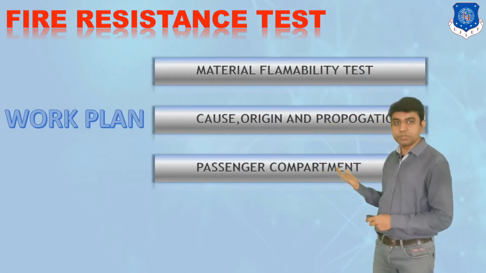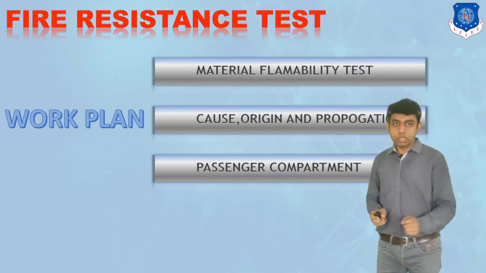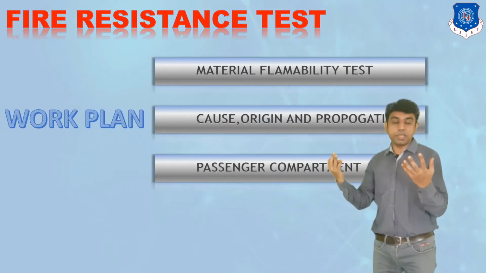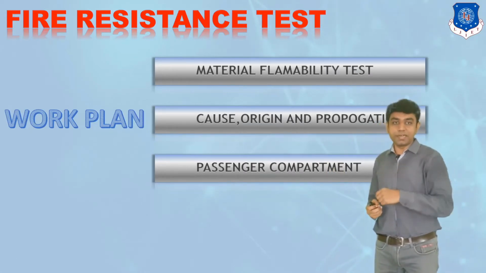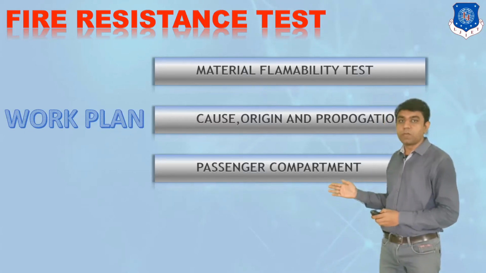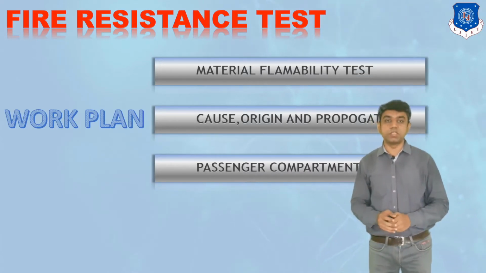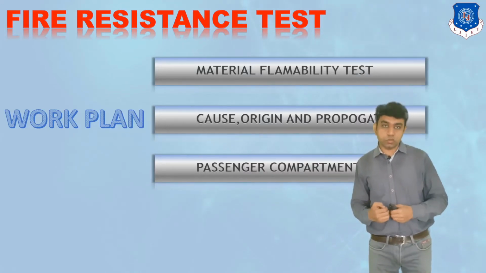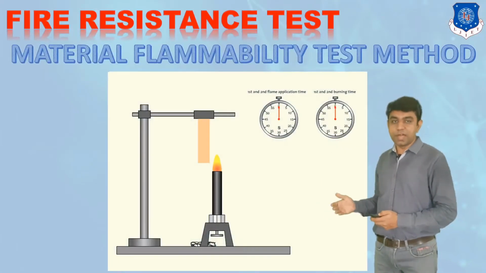The second thing we need to keep in mind is cause, origin and propagation. From which particular point the fire has originated, and how fast does it propagate from its origin point, is required to be evaluated. The third thing we need to discuss in the work plan of the fire resistance test is the passenger compartment. How safe is the passenger once the fire has developed, or how much time does he receive to escape the fire once it has arisen? So that's all about the fire resistance test plan.